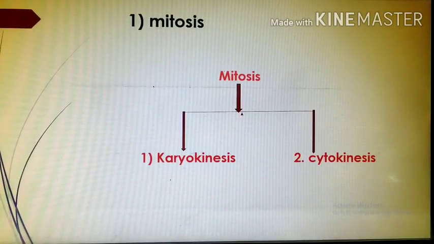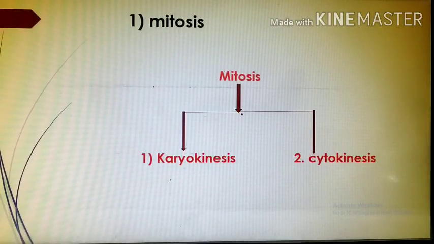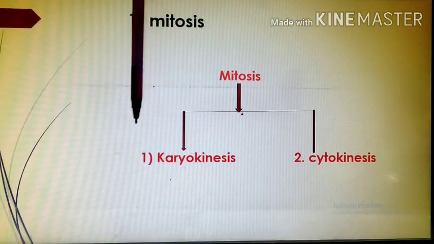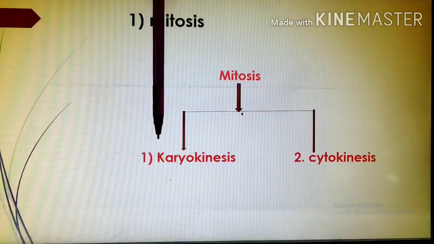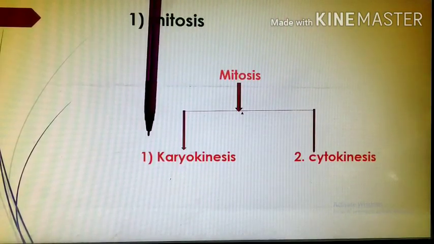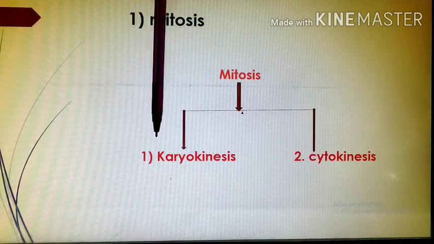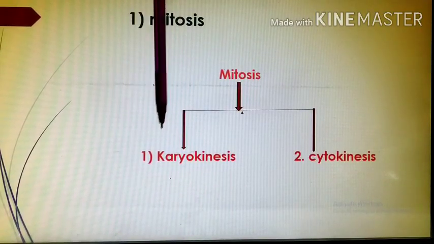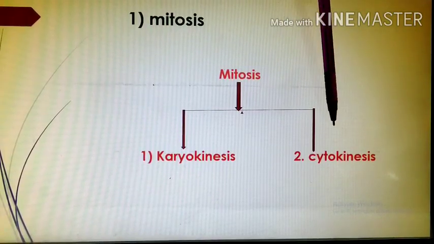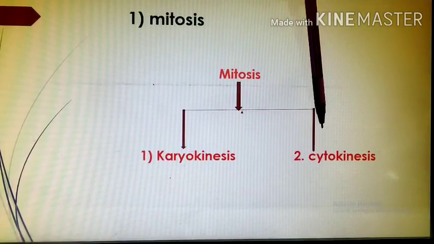We know that mitosis takes place in the somatic cells. The somatic cells means the cells which are responsible for the body character. Mitosis completes through two main steps. Number one, karyokinesis, and number two, cytokinesis. Karyon means nucleus. Nuclear division means in this step, first the nucleus divides, and cytokinesis means the cytoplasm divides.